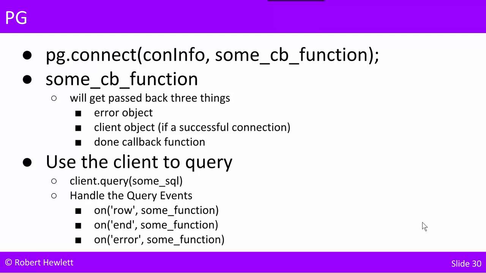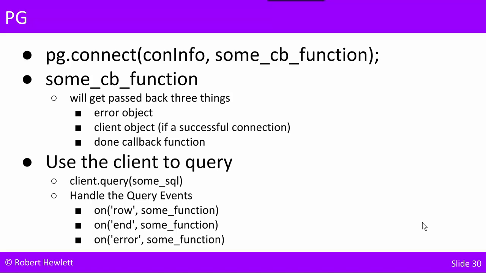What I want to talk about right now is PG. This will be a short one. PG is a library that we'll be using in the lab to connect to Postgres to get some data out. So to use PG, besides requiring it and making a variable, you've got to connect to the database. That usually takes some connection info, typically username, password, host, port, and database. And then you've got to provide a function for it to call back on.